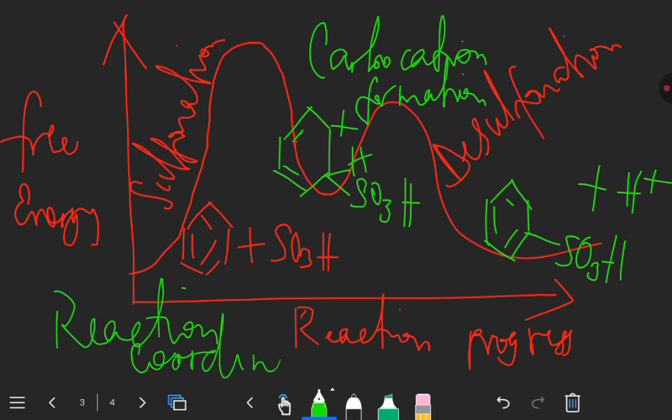I just came back. So this is the reaction coordinate for sulfonation and desulfonation. So in case we are asked to draw this, we just draw this diagram.